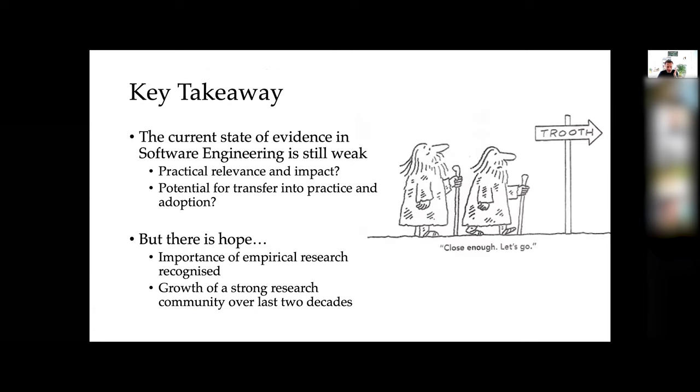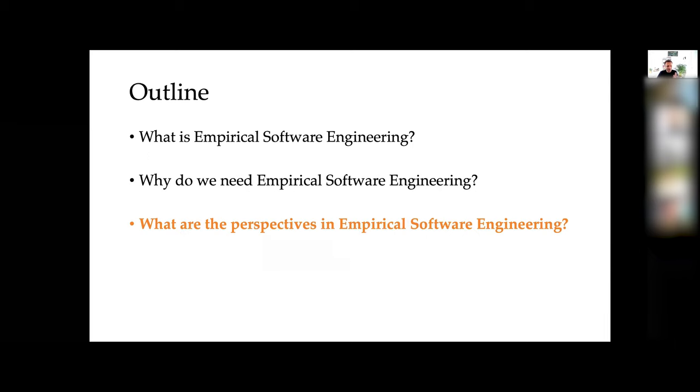Okay, so if there's one key takeaway, it is that, of course, the current state of evidence in software engineering is rather weak, rendering the transfer of our research outcomes to practice quite cumbersome, and we are still dealing with a lot of leprechauns in software engineering: much conventional wisdom, little empirical evidence. But there is hope, because we have a growing, very interesting, young and vibrant research community built around this concept of empirical software engineering. And this is what I would like to talk about in the last concluding part, okay?